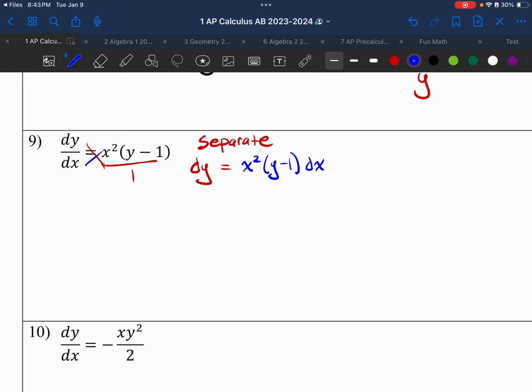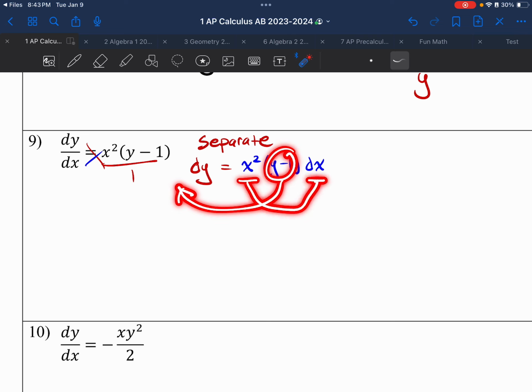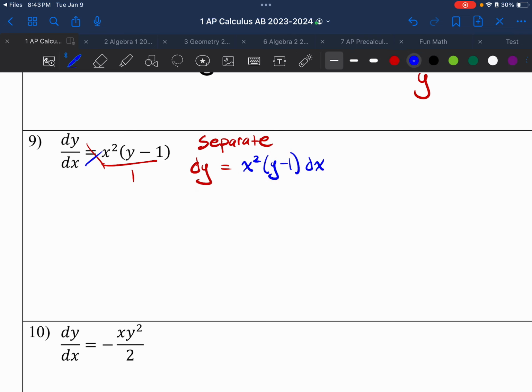So this is the first problem where it's kind of tricky on how to do the antiderivative, just a little bit. This is more towards the level of difficulty for an AP test. Notice again, this entire term is going to be our y term. This entire thing needs to be on our y side, and we can leave the x squared with the dx. So we are going to divide both sides by y minus 1. And what is left over?